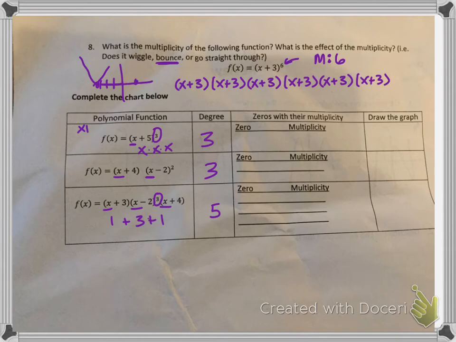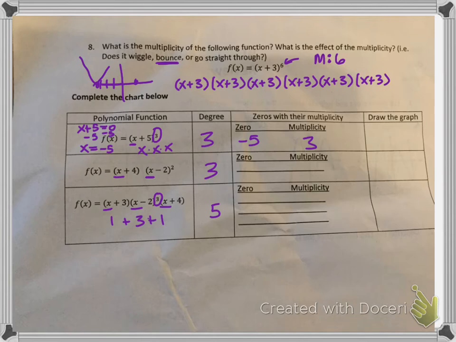So we're going to take x plus 5 and set it equal to 0. If we solve for x, we subtract 5 from both sides and get x equals negative 5. That's our zero, so we go to negative 5. And the multiplicity is 3, because it's that same exact factor, it just happens 3 times.